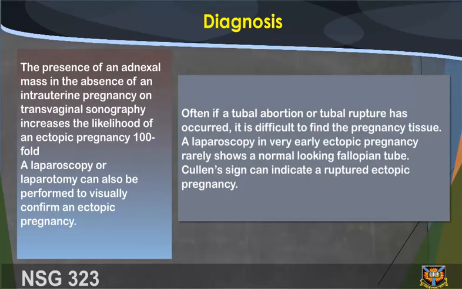The presence of an adnexal mass in the absence of an intrauterine pregnancy on transvaginal sonography increases the likelihood of an ectopic pregnancy 100-fold. A laparoscopy or laparotomy can also be performed to visualize and confirm an ectopic pregnancy. Often, if a tubal abortion or tubal rupture has occurred, it is difficult to find the pregnancy tissue. A laparoscopy in very early ectopic pregnancy rarely shows a normal-looking fallopian tube. Cullen's sign can indicate a ruptured ectopic pregnancy.